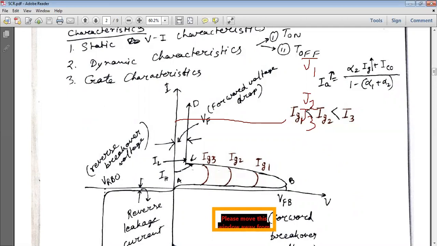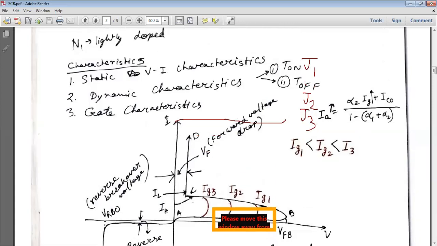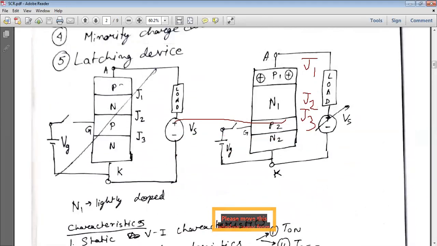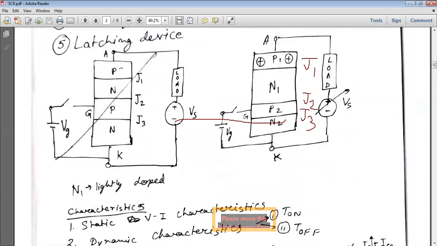So during forward bias condition, J1 and J3 were forward biased, and J2 was reverse biased. Now in the characteristic, point A to B is called forward blocking state, and point C to D is called conduction state. Now B to C is the negative resistance region. In case of B to C, we get the negative characteristic region of the curve.